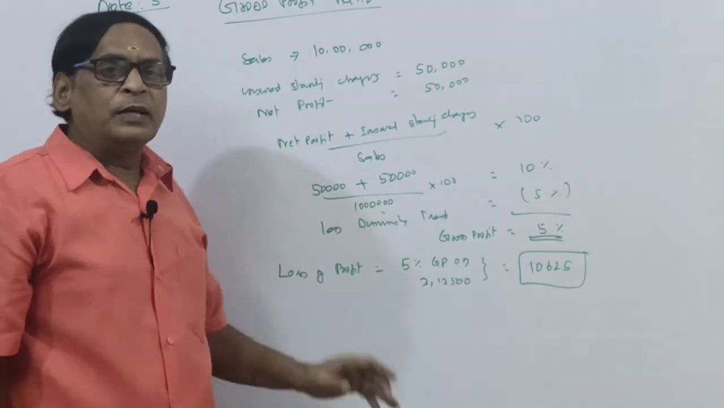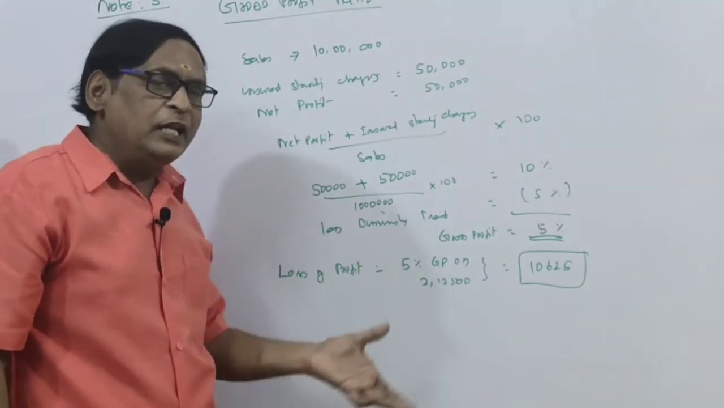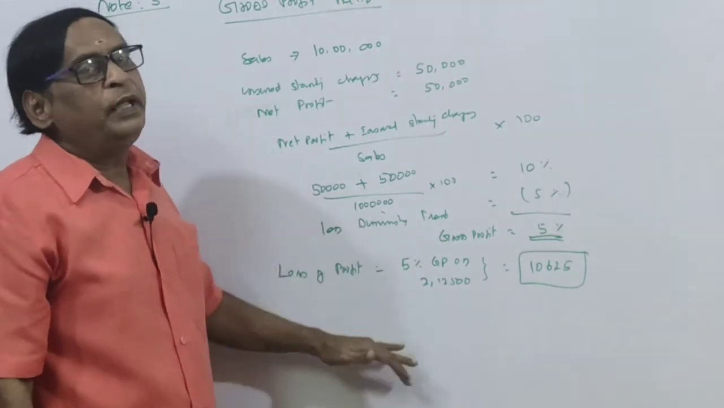Apart from that, some additional expenses were also incurred. So for those additional expenses, what is the formula we have to use? How much would be admissible?